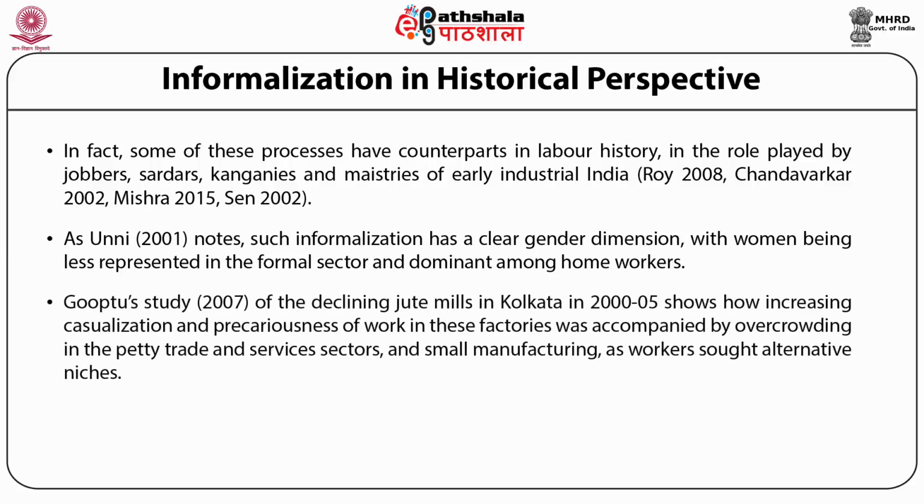Nandini Gooptu's study of the declining jute mills in Kolkata in 2005 shows how increasing casualization and precariousness of work in these factories was accompanied by overcrowding in the petty trade and service sectors and small manufacturing as workers sought alternative niches. While Unni and Breman focus on contemporary transformations, providing a historic perspective, Barbara Harriss-White and Gooptu assert that from the time of independence and before, formal employers in the capitalist sector were able to avoid strict enforcement of labor laws, partly through implicit sanction from the state actors.